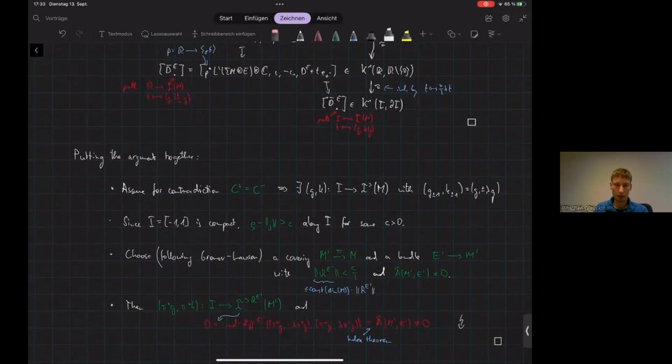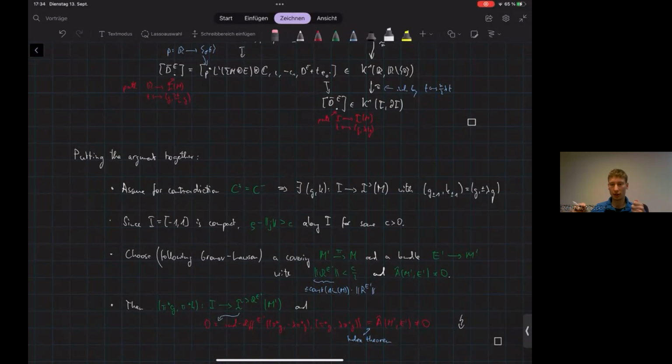Namely, we do the following. Let us assume that C plus is equal to C minus. In this case, there is a path starting from a Big Bang initial data set and ending at a Big Crunch initial data set. And well, without loss of generality, we can assume that the Big Bang initial data set is given by G, lambda G, and the Big Crunch initial data set is given by G, minus lambda G.